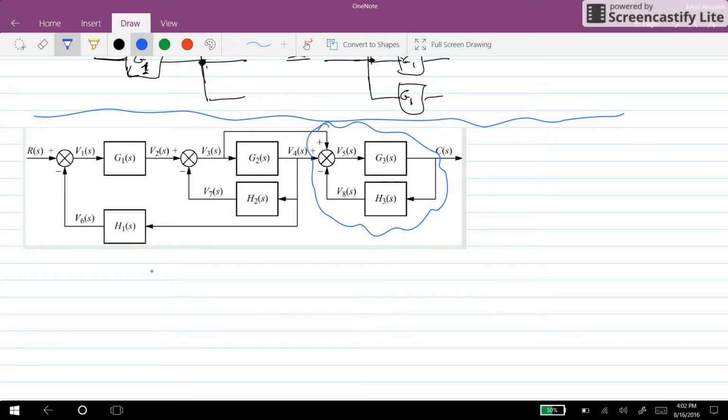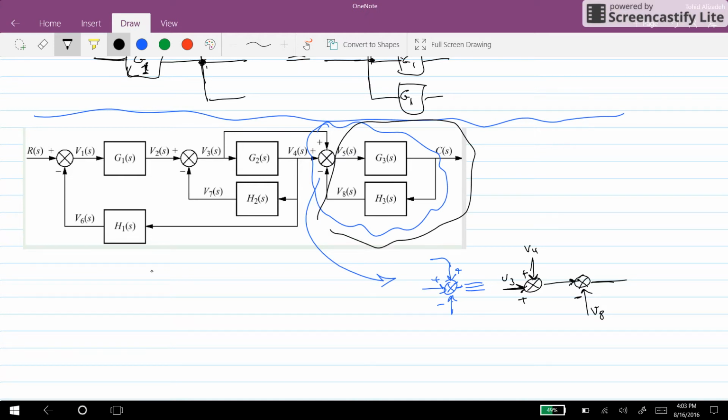We have a summation point in which there are 3 signals coming to it, 2 with the positive sign and another one with the negative sign. What we can do here is quite simple. So we have this situation, plus, plus, and minus. This can be replaced with 2 summations in which we have the original V3 and V4 signals with the plus signs, and from below we have the V8 signal. And if you look here, then we will have a simple feedback loop here.